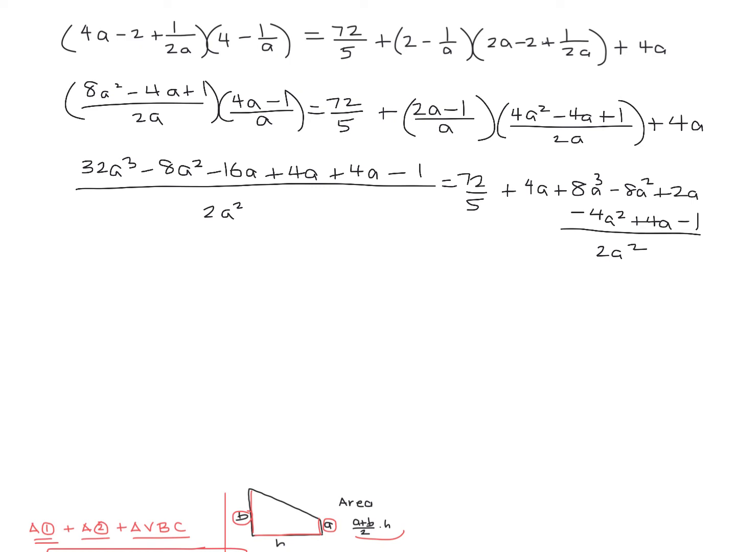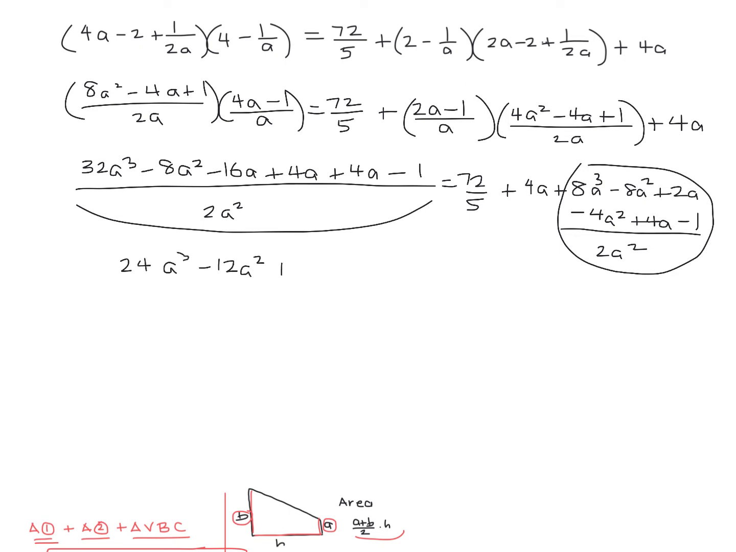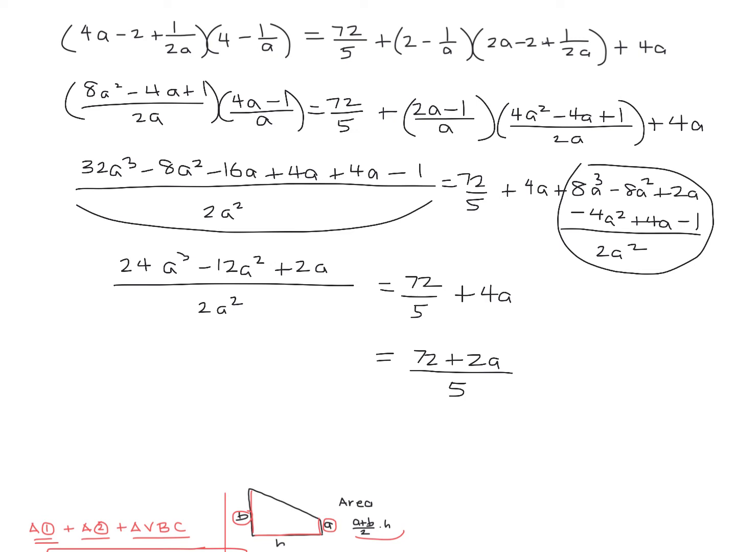All right, great. Well, the good news is that this and this whole thing are all over 2a squared. So that's good. You can put it all on one side. And when you do, you get 24a to the power of 3 minus 12a squared plus 2a all over 2a squared. And that equals 72 over 5 plus 4a. So it's working out, right? I mean, it's a little complicated. All right, so add this fraction, and you get 72 plus 20a over 5. I don't think we can do much here. Can we?